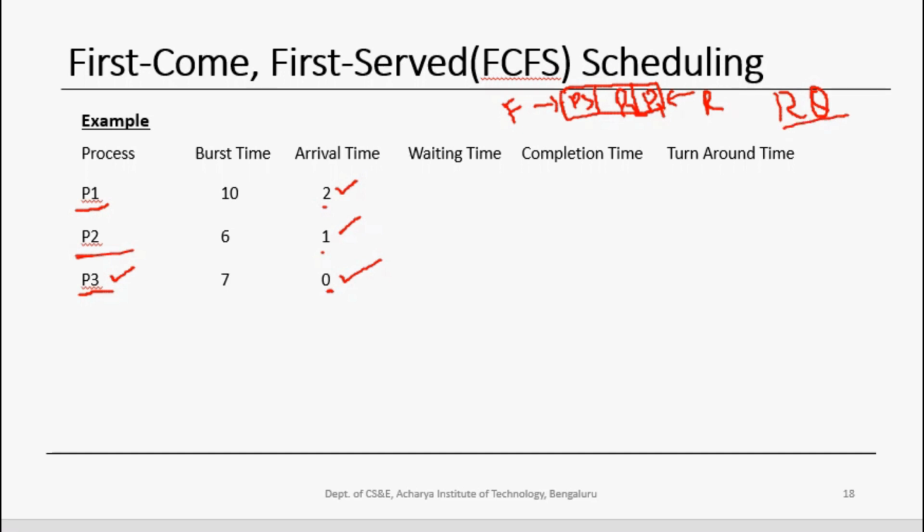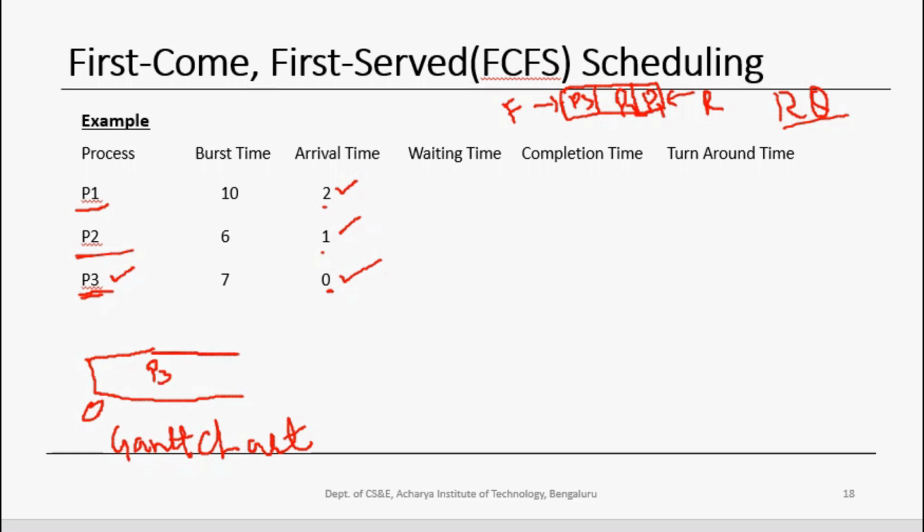Okay, now let me try to write the Gantt chart for this. This Gantt chart is going to show us the scheduling decisions made by the FCFS scheduler. Now at time equal to 0, there is only one process in the ready queue, that is P3. So therefore CPU is allotted to P3.